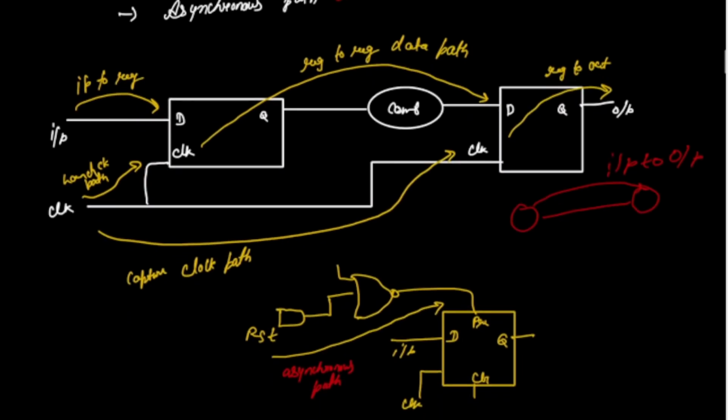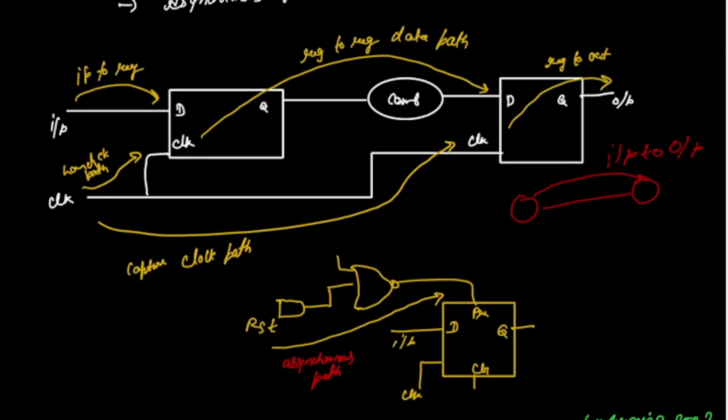Now the asynchronous path. The asynchronous path is the one going through the preset or clear signal. This is the asynchronous path. So these are the basic paths which are present in STA.